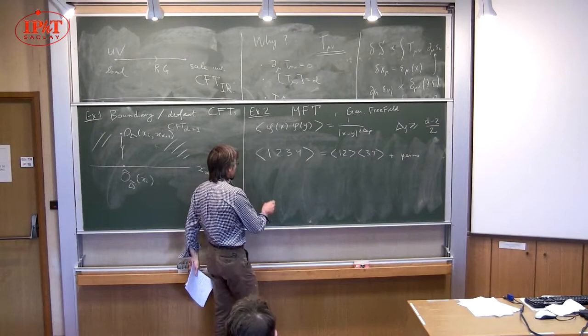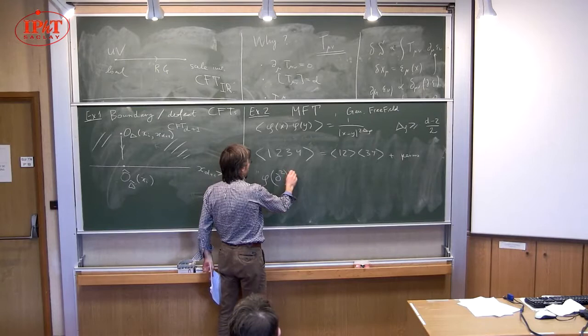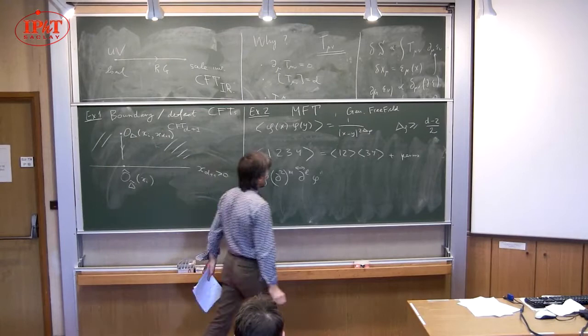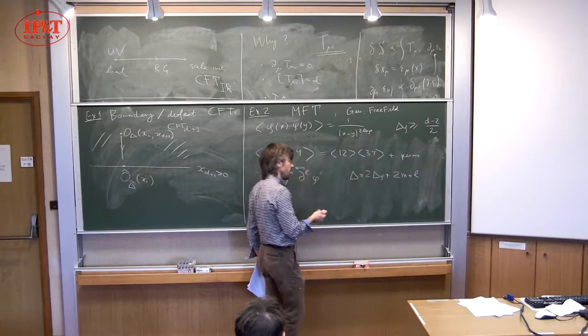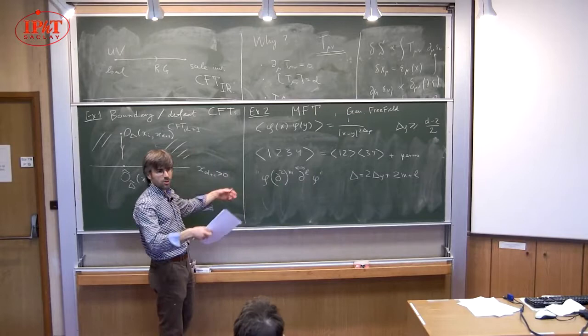So, for example, you will discover a field which is schematically of the form phi box to some power m, and then some number of derivatives acting on phi. So this is going to be a field of dimension delta equals 2 delta phi plus 2m plus L, and it's going to have a spin L. This field you discover by taking the OPE of phi with itself. Then you can take further the OPEs of these fields, and you discover more and more fields. So this theory has infinitely many primary operators.